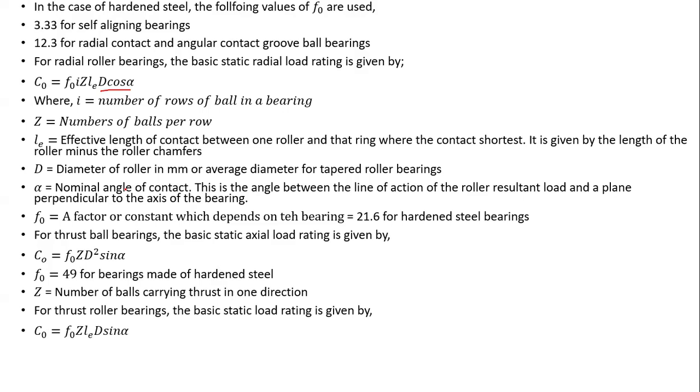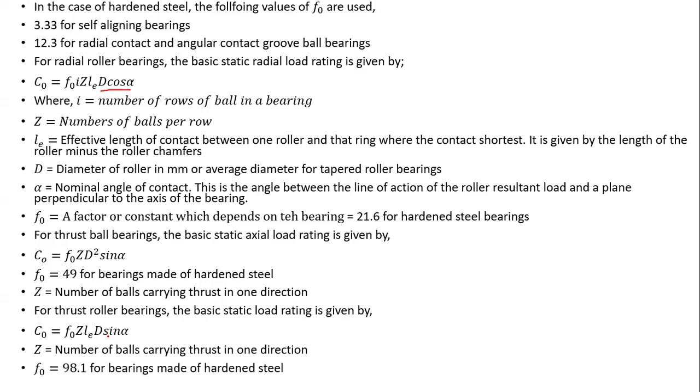Then what about roller bearings? Thrust roller. The other one was for thrust ball bearings, but this is for thrust roller bearings. This one, unlike the radial roller, here we use sin α. The rest on the other end are almost the same, except there's no i. So F0 Z Le D sin α. Z, number of rollers carrying the thrust in one direction. F0 is 98.1 if it's hardened steel.